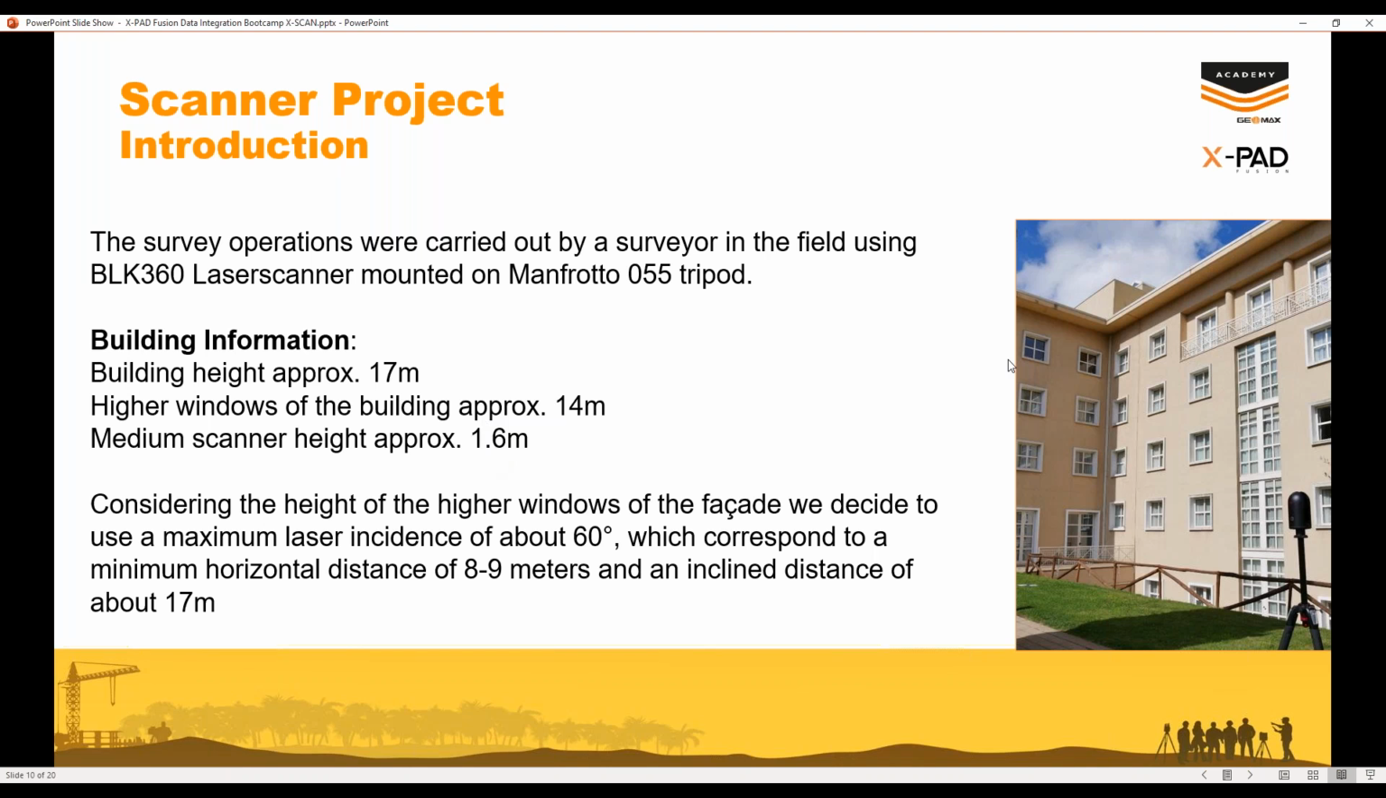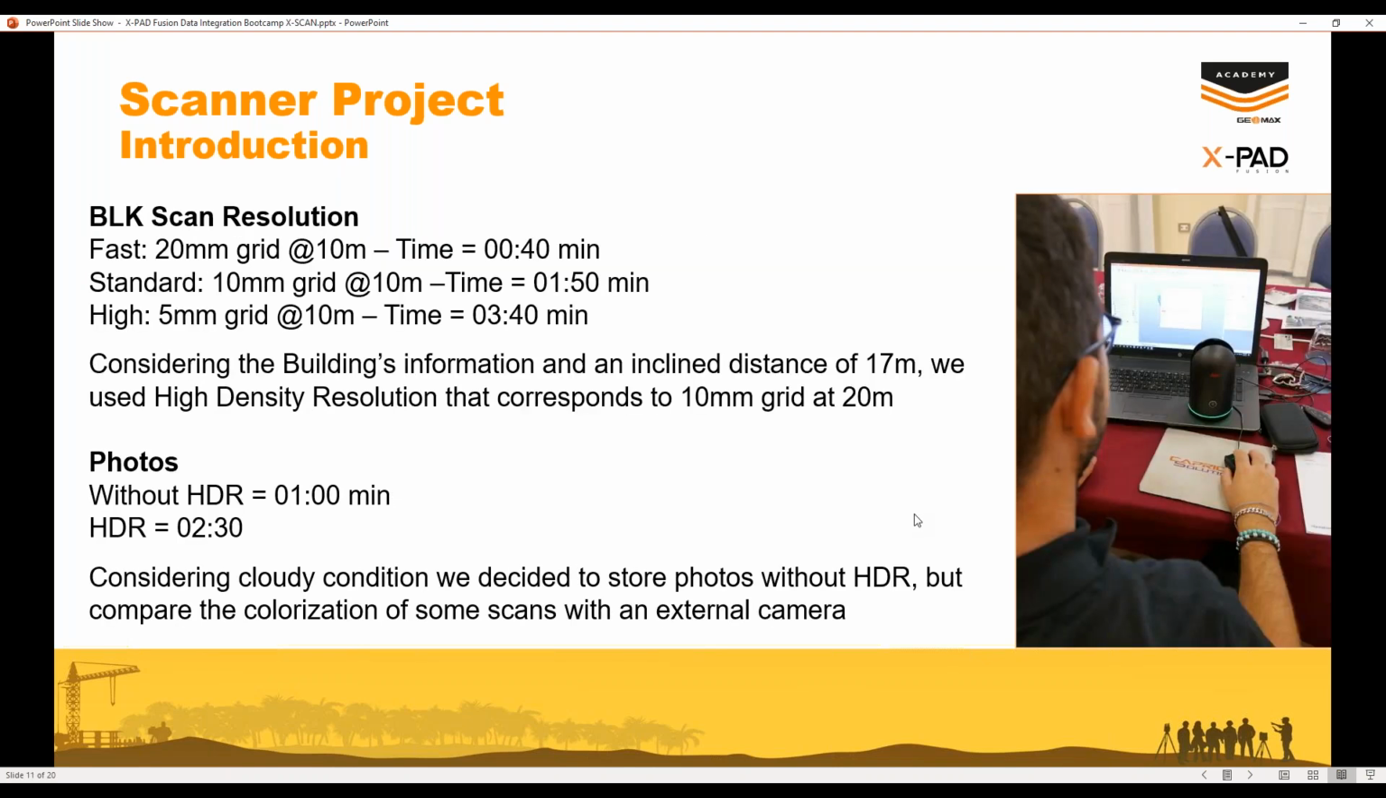So consider the height of the highest windows of the facade. We decided to use a maximum laser scanner incidence of about 60 degrees. We already studied in previous projects how to perform these scans, which corresponds to a horizontal distance of about 89 meters from the facade, with an inclined distance of about 70 meters from the highest windows.